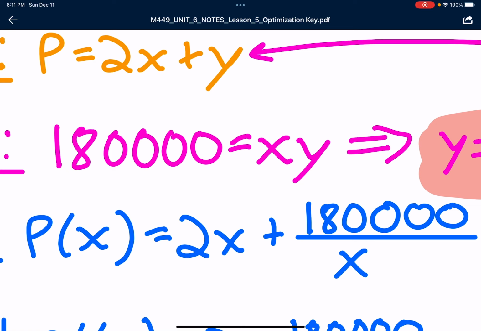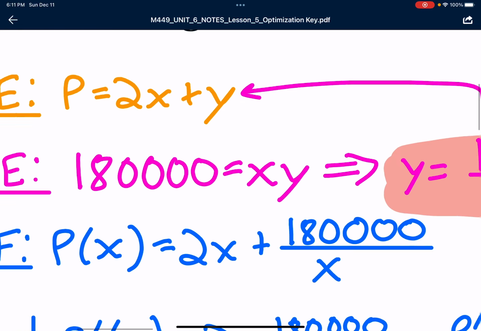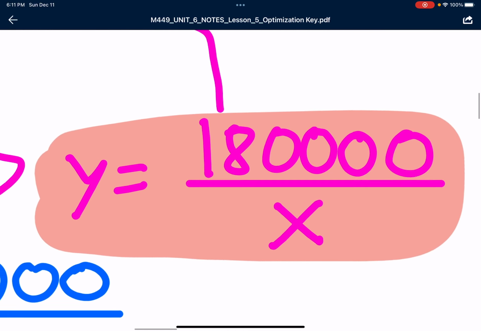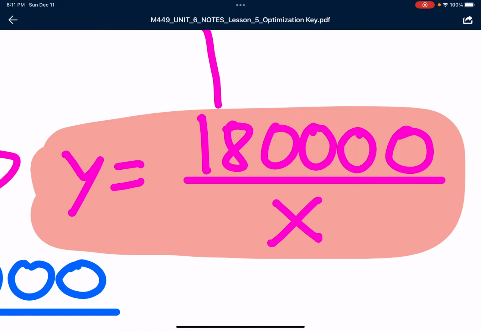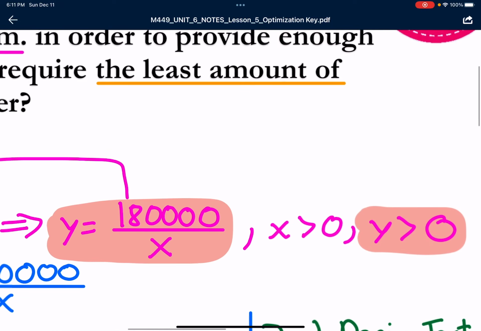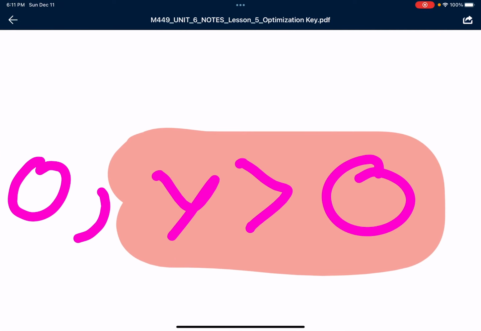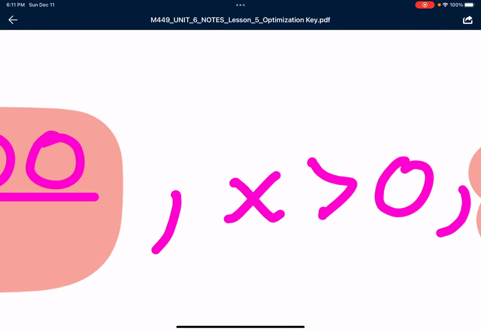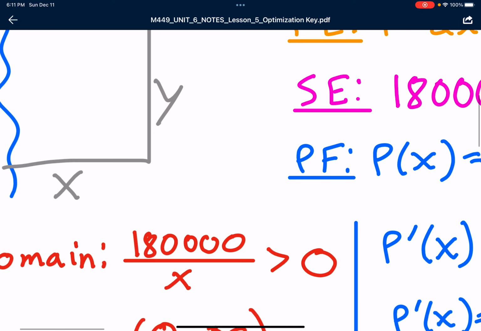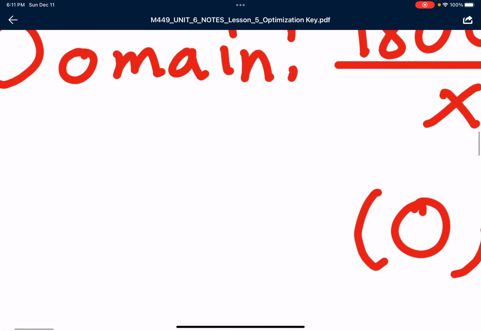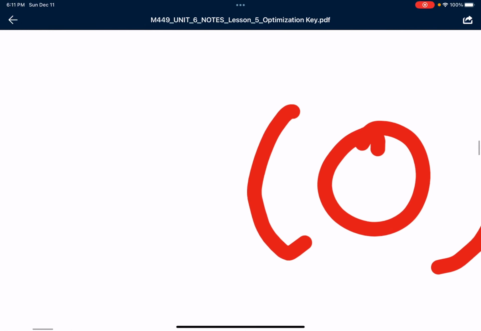So before we get to that, let's talk domain. I'm going to use my secondary rewritten. I know y equals 180,000 over x. I also know y has to be positive, and I also know x has to be positive. So in terms of domain, I know that x has to start off being greater than 0.